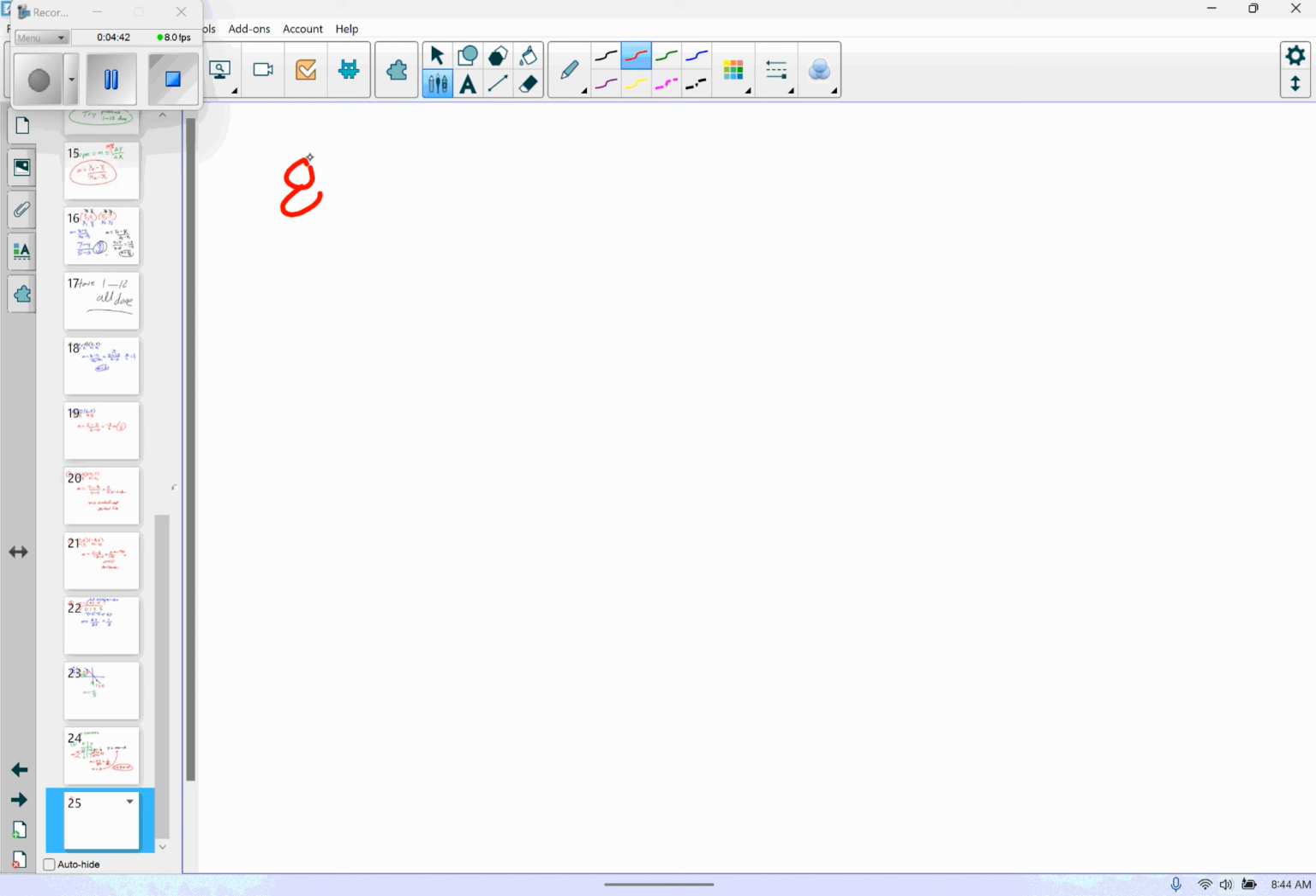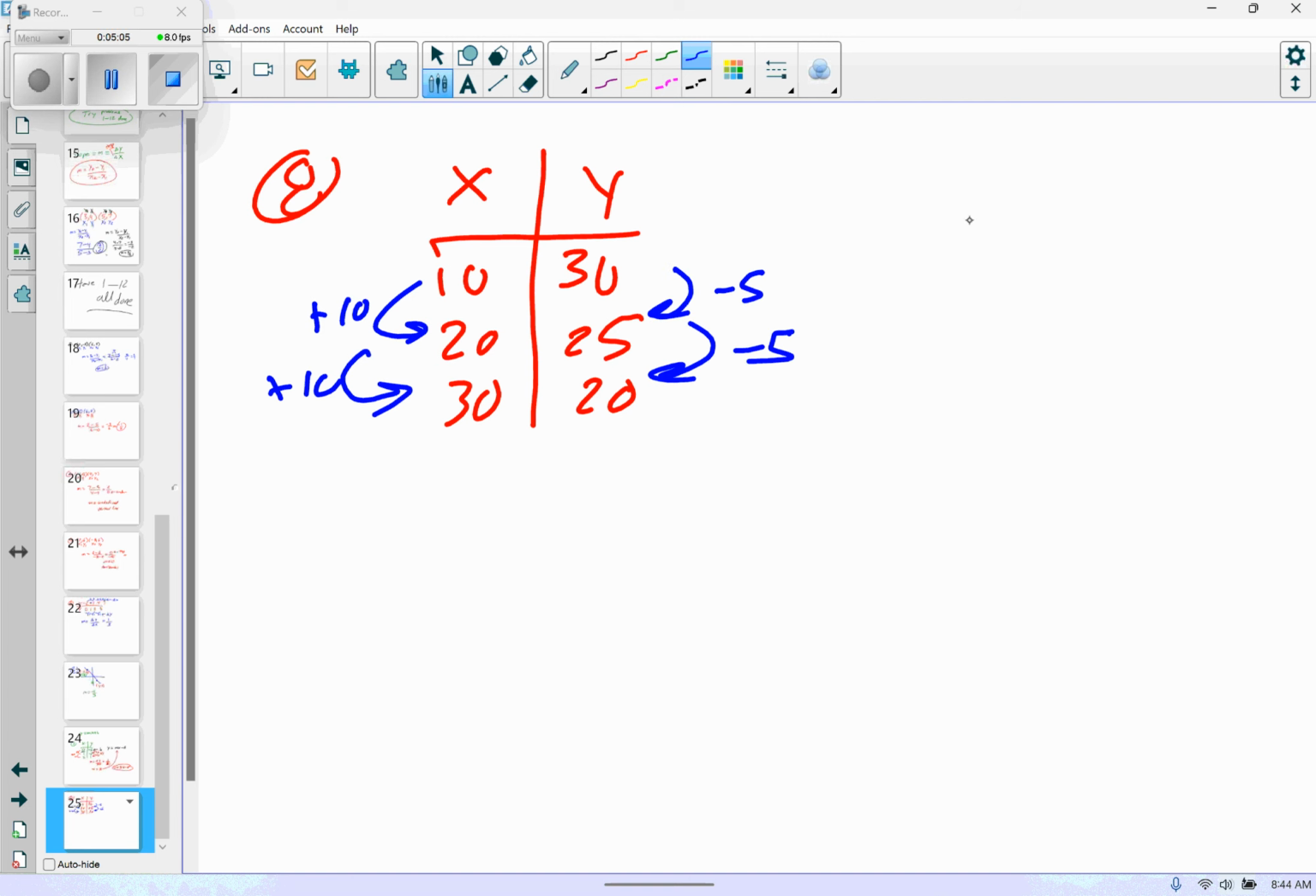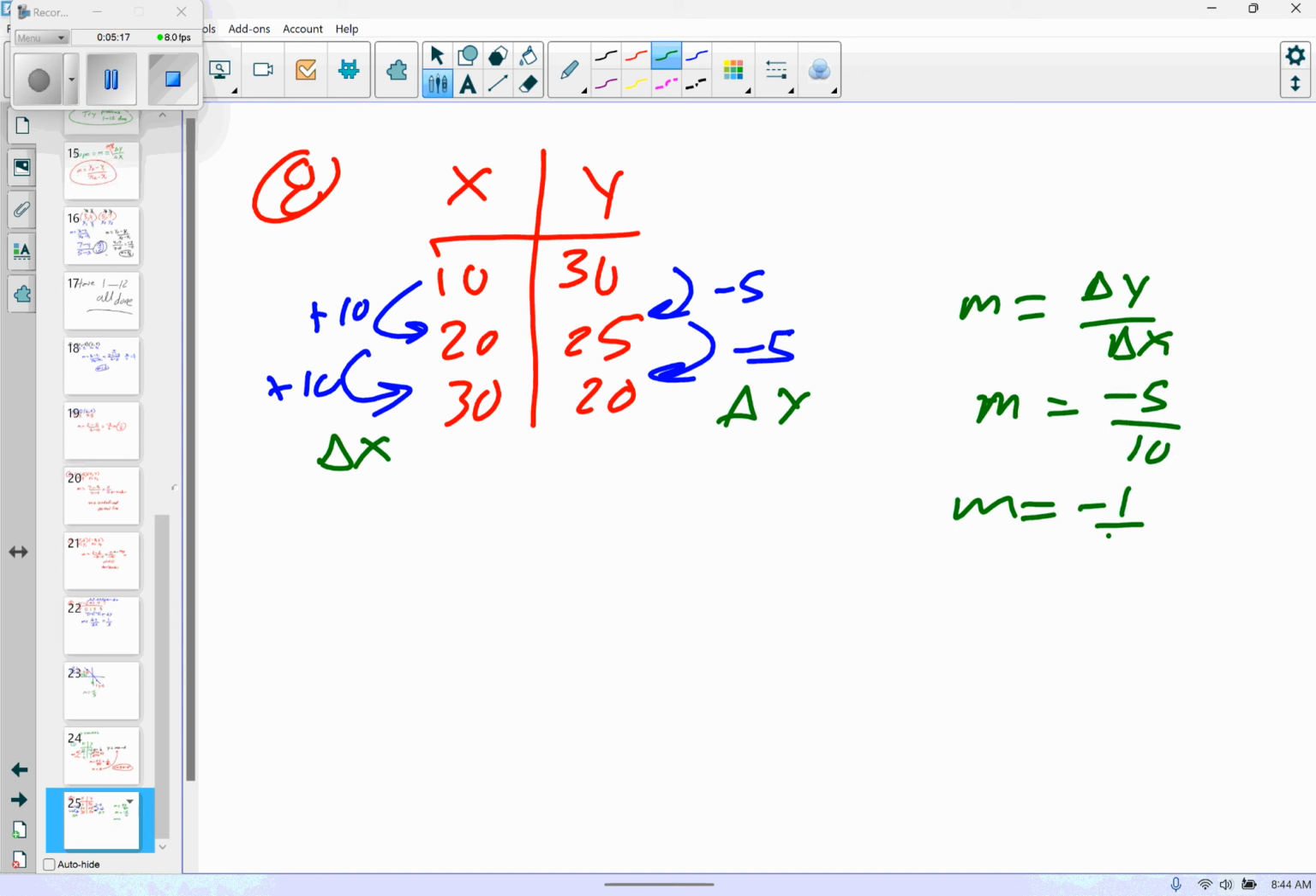Number 8, again, we have a table given. So I got 10, 20, 30. I have 30, 25, and 20. I don't have a 0 term, but can I find the 0 term? Well, I'm adding 10 each time here and I'm subtracting 5 here. So I know my slope. This is the change in y, this is the change in x. So my slope is the change in y over the change in x. That's going to be negative 5 over 10, which will reduce to negative 1 over 2.